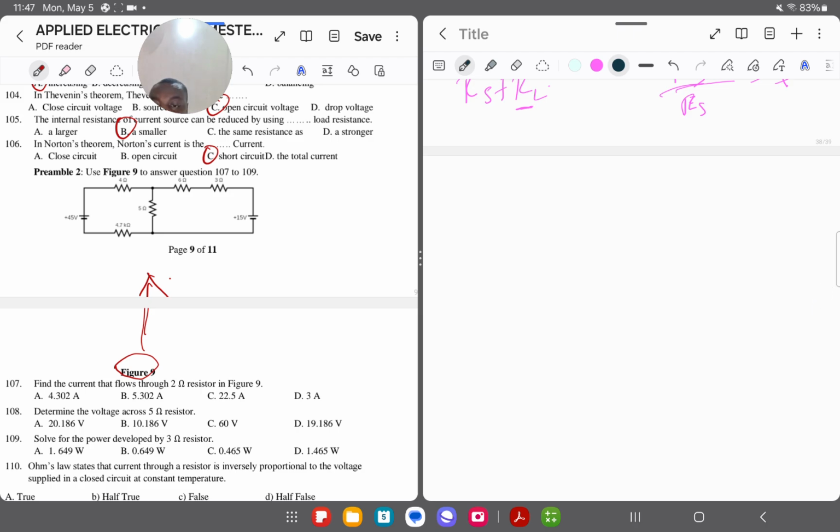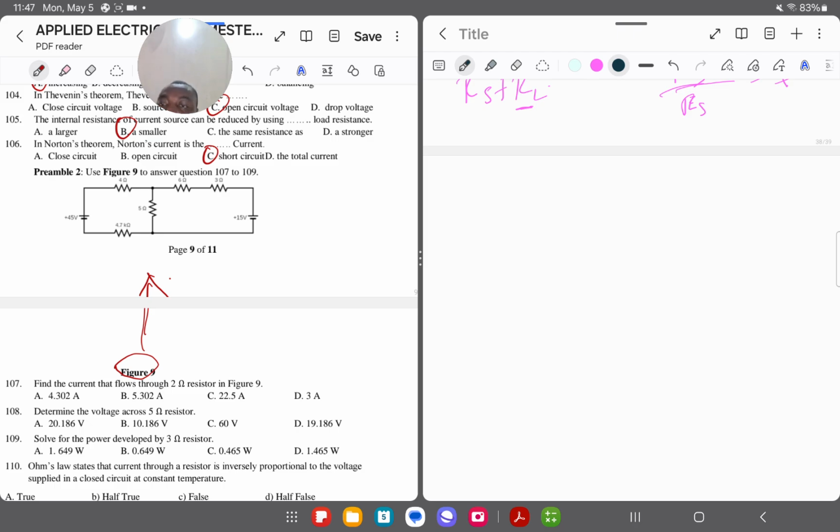Then 107. Find the current that flows through the 2 ohms resistor. So I think there was a mistake with this question. You can see, if you look at the circuit diagram, we have 45 volts. It's in series with what?